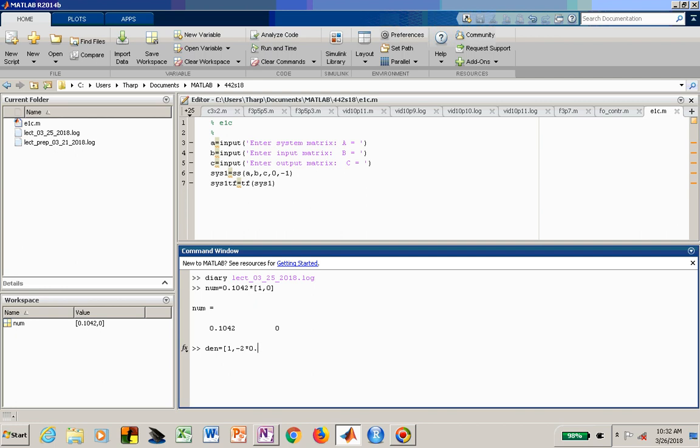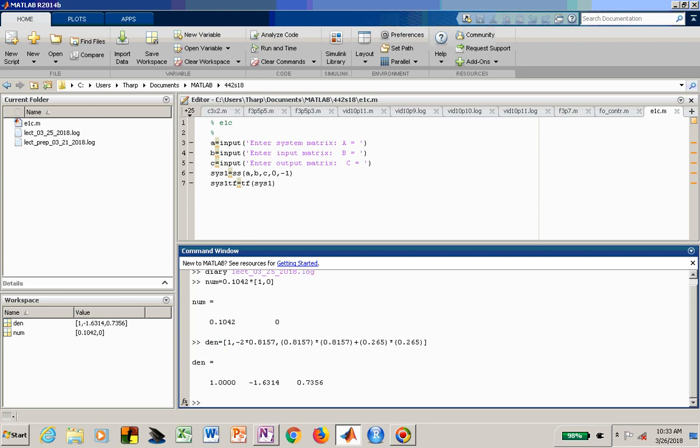which was 0.8157, and then we want to take the square. I'm just going to multiply those out so that you explicitly see what's going on. So the constant coefficient is going to be the real part squared plus the imaginary part squared. And that's now our denominator polynomial.